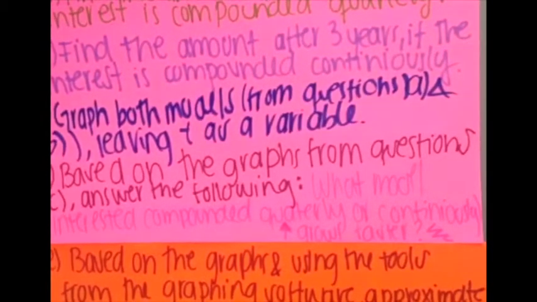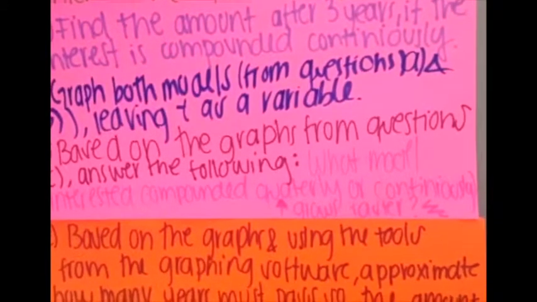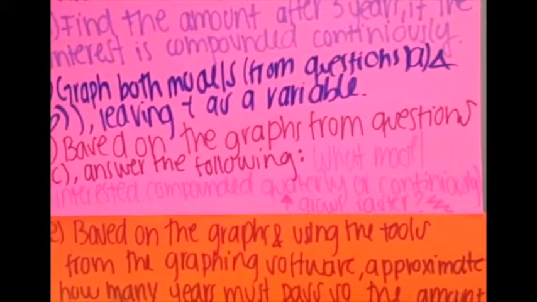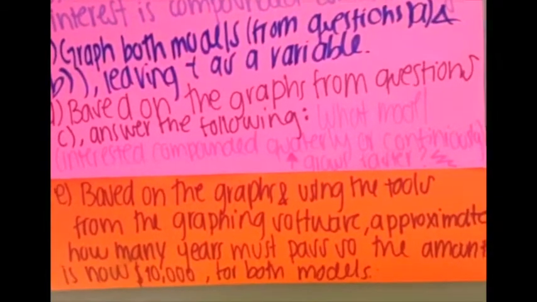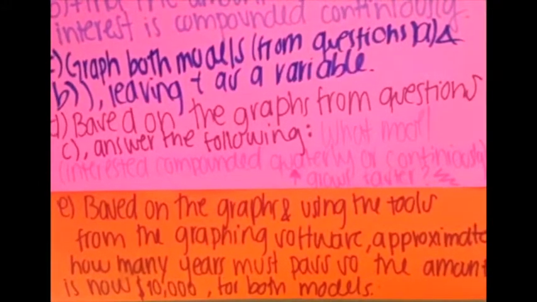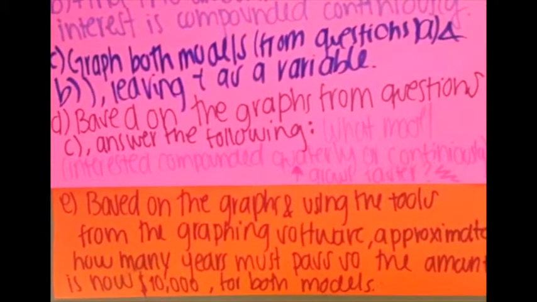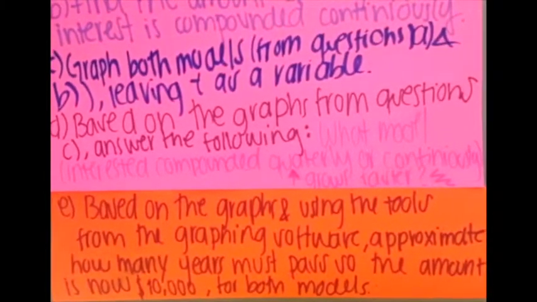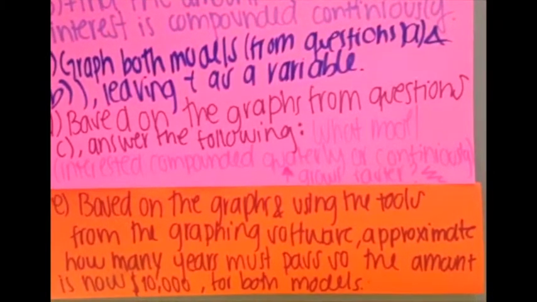D. Based on the graphs from question C, answer the following. What model, interest compounded quarterly or continuously, grows faster? E. Based on the graphs and using the tools from the graphing software, approximately how many years must pass so the amount is now 10,000 for both models?